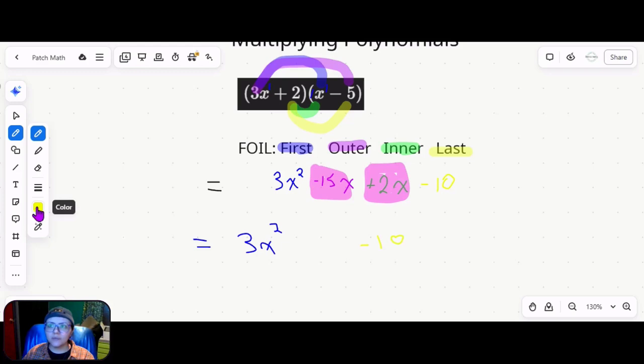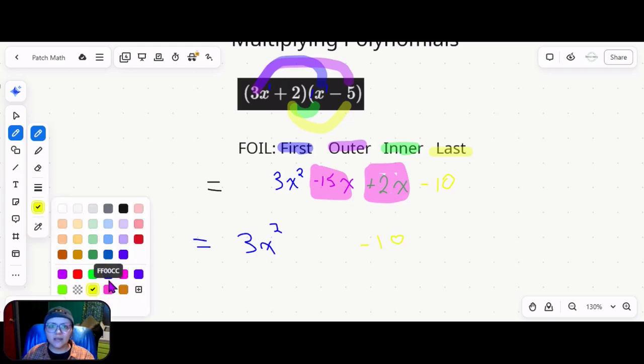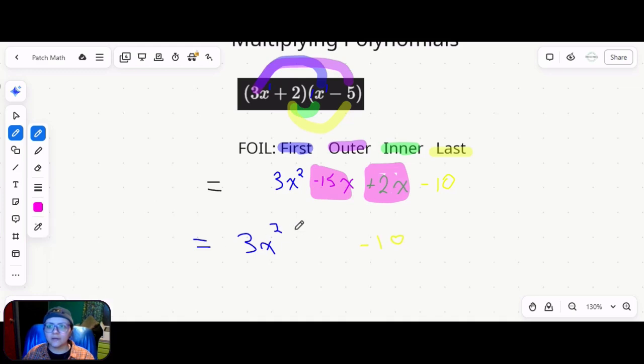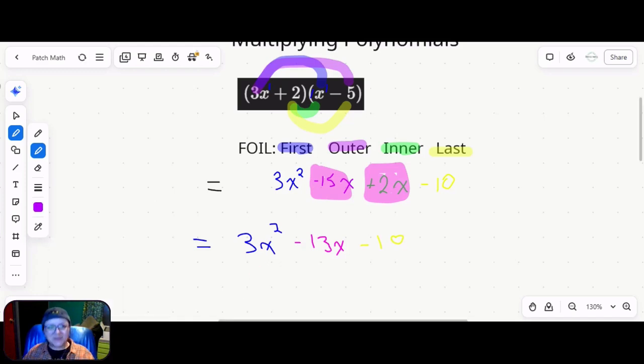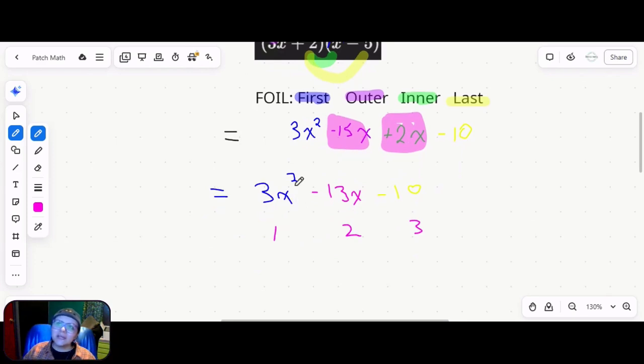And then the negative 15 plus 2x is negative 13. And color coded for you there, that's negative 13x. There is our final answer. It is a trinomial because it has 1, 2, 3 terms, and the leading term, the term with the highest exponent, is what determines the degree of this trinomial. And so this is degree 2, which is also known as a quadratic.